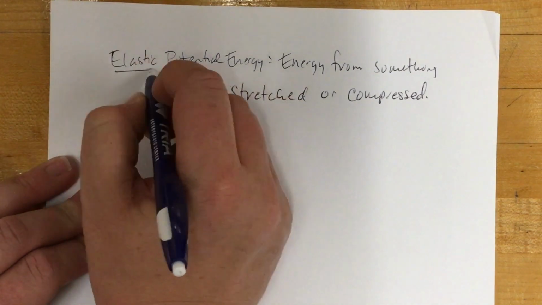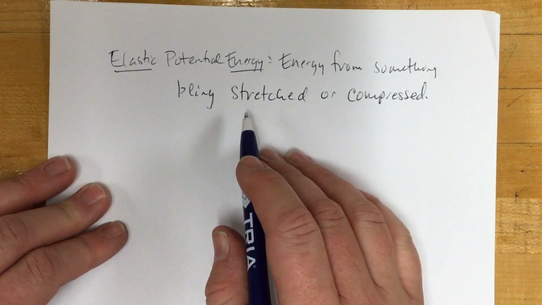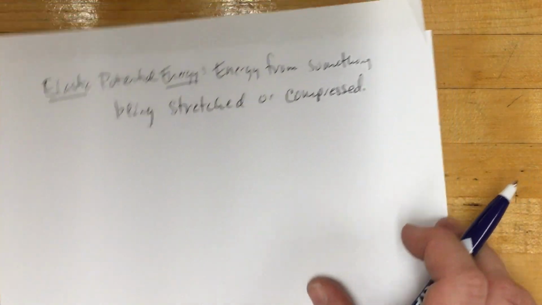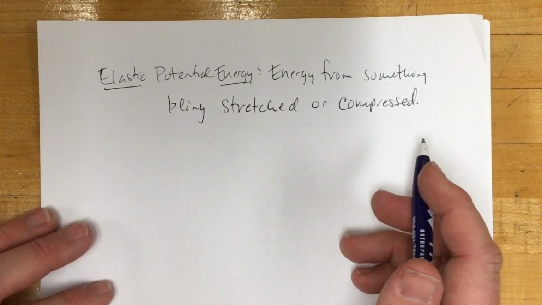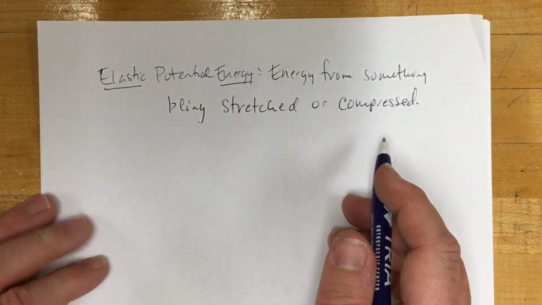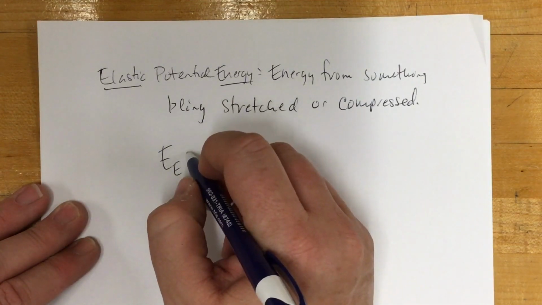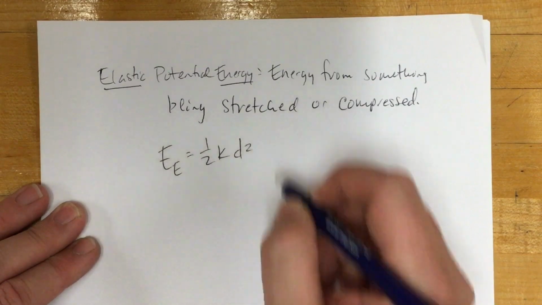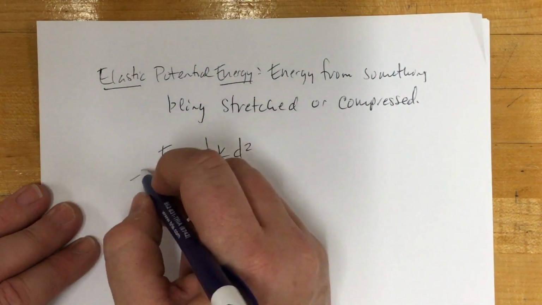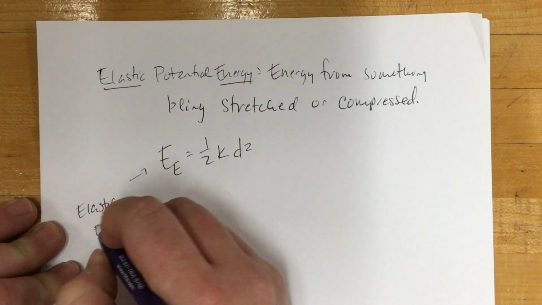We'll frequently talk about this as elastic energy. And this is energy from something being stretched or compressed. So if you pull a rubber band apart, or if you push a spring, you have energy that is ready to go. This is measured by, we have EE for elastic energy, is equal to 1/2 kd squared. EE is our elastic energy, and that's measured in joules.